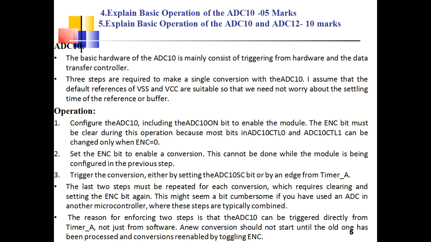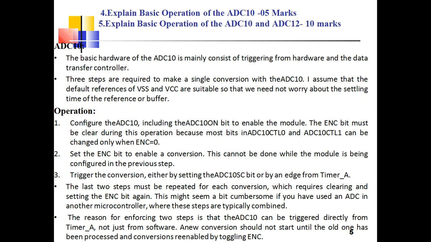Here, the basic hardware of the ADC10 mainly consists of triggering from the hardware and the data transfer controllers. Here you need 3 steps to make a single conversion with ADC10, and assume that the default references for VSS and VCC are suitable, so that you need not worry about the settling time of the reference or buffer. Now, how is it going to convert?